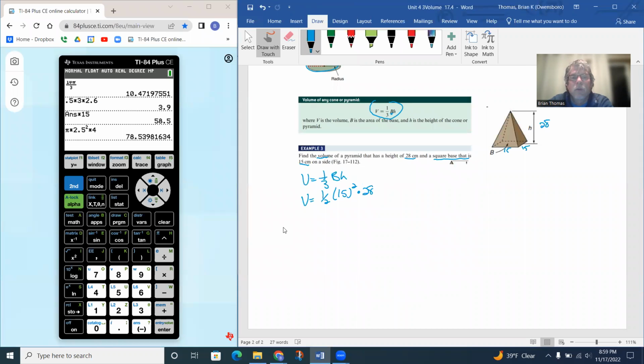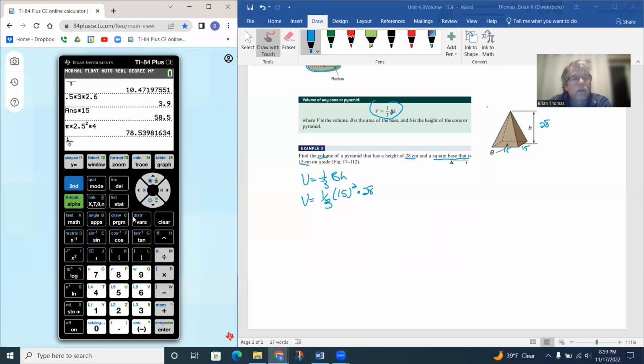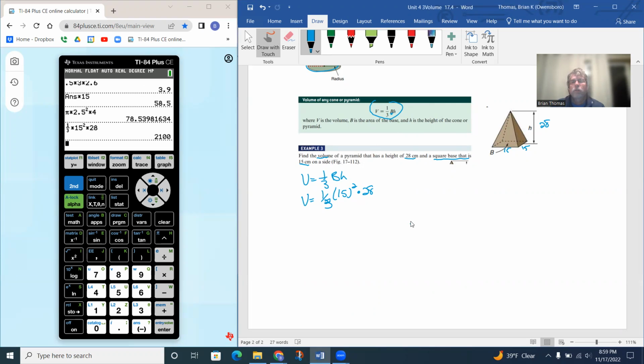So from here, if we want to use our calculator, we can put that in. We have not 1/2, but that should be 1/3. Sorry about that. So let's use the fraction button, alpha F1. So I have 1/3 times 15 squared times the height, which is the 28. And we get this 2100 as our volume. Again, volume is measured in cubic units, and they were talking about centimeters here. So this volume would be 2100 cubic centimeters.